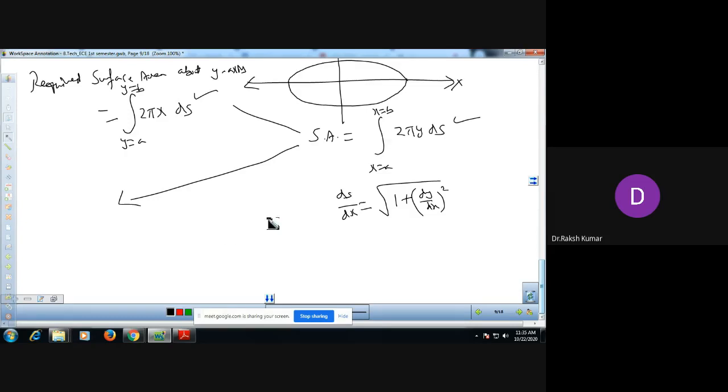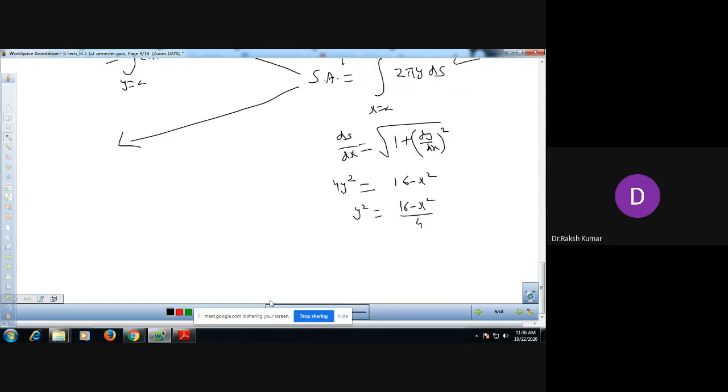But what is the ds? For ds we require dy by dx, and for dy by dx what do we need? The ellipse in y. So what you do is, write down the ellipse in this form. That will be y square is equal to (16 minus x square) over 4. This is your y square. And write down y is equal to plus minus 1 by 2 under root of 16 minus x square. I have taken the square root.